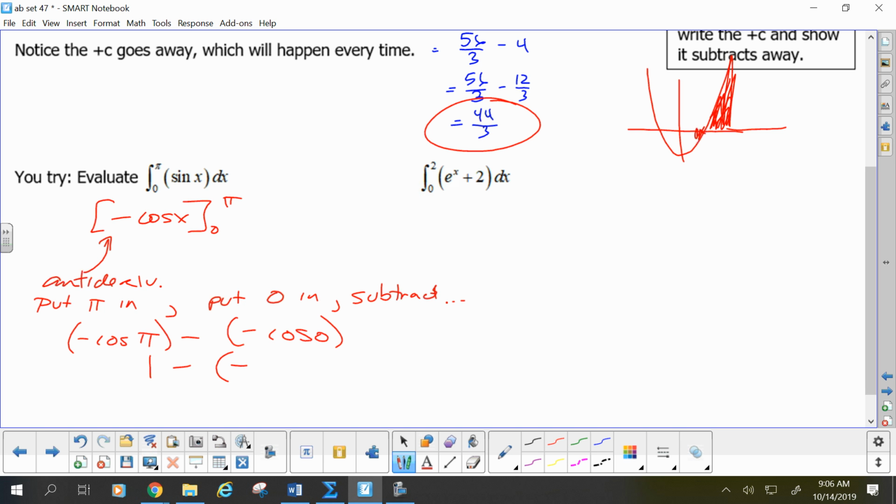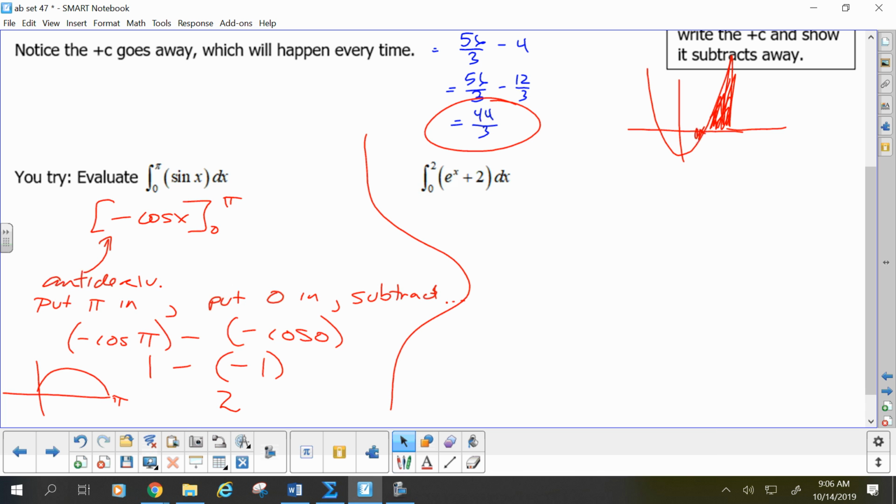And what's cosine of 0? 1. And minus negative is positive, so the area under the curve is 2. That's a little shocking to me, that the area under a sine curve from 0 to pi is just a clean 2, but it is true. The area is 2. All right. If you haven't already finished the other one, try the other one, please, and we'll go over that.